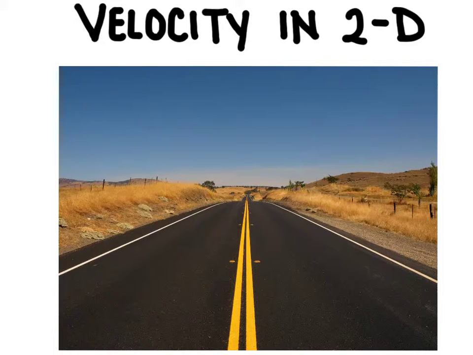In this video, we're going to talk about velocity in two dimensions. Velocity can be defined as the rate at which position changes, and we use the equation v for velocity is equal to displacement over time. So it's that changing displacement over time. So velocity is a vector. That's the other thing to remember.